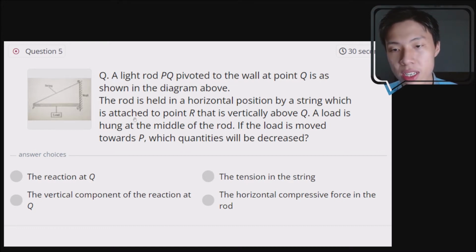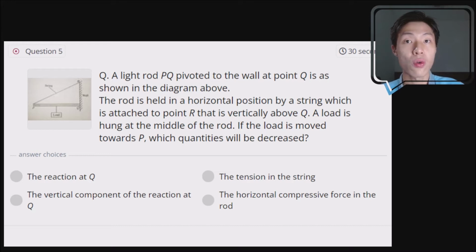A load is hung at the middle of the rod. So you have a load over here and it is hung at the middle of the rod PQ. So if the load is moved towards P, so now if you shift the load towards the left, which quantities will be decreased. Okay, so how are we going to solve this problem?